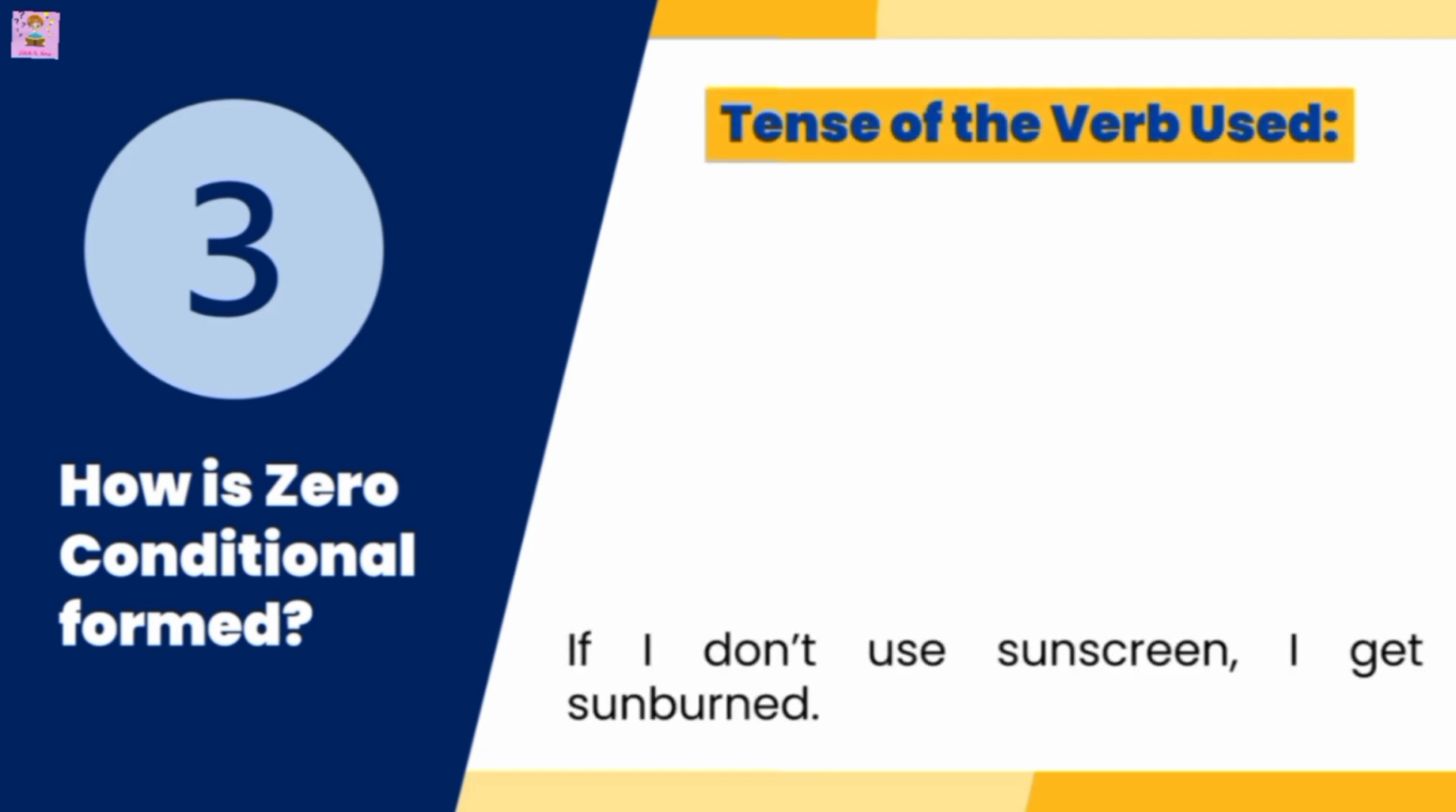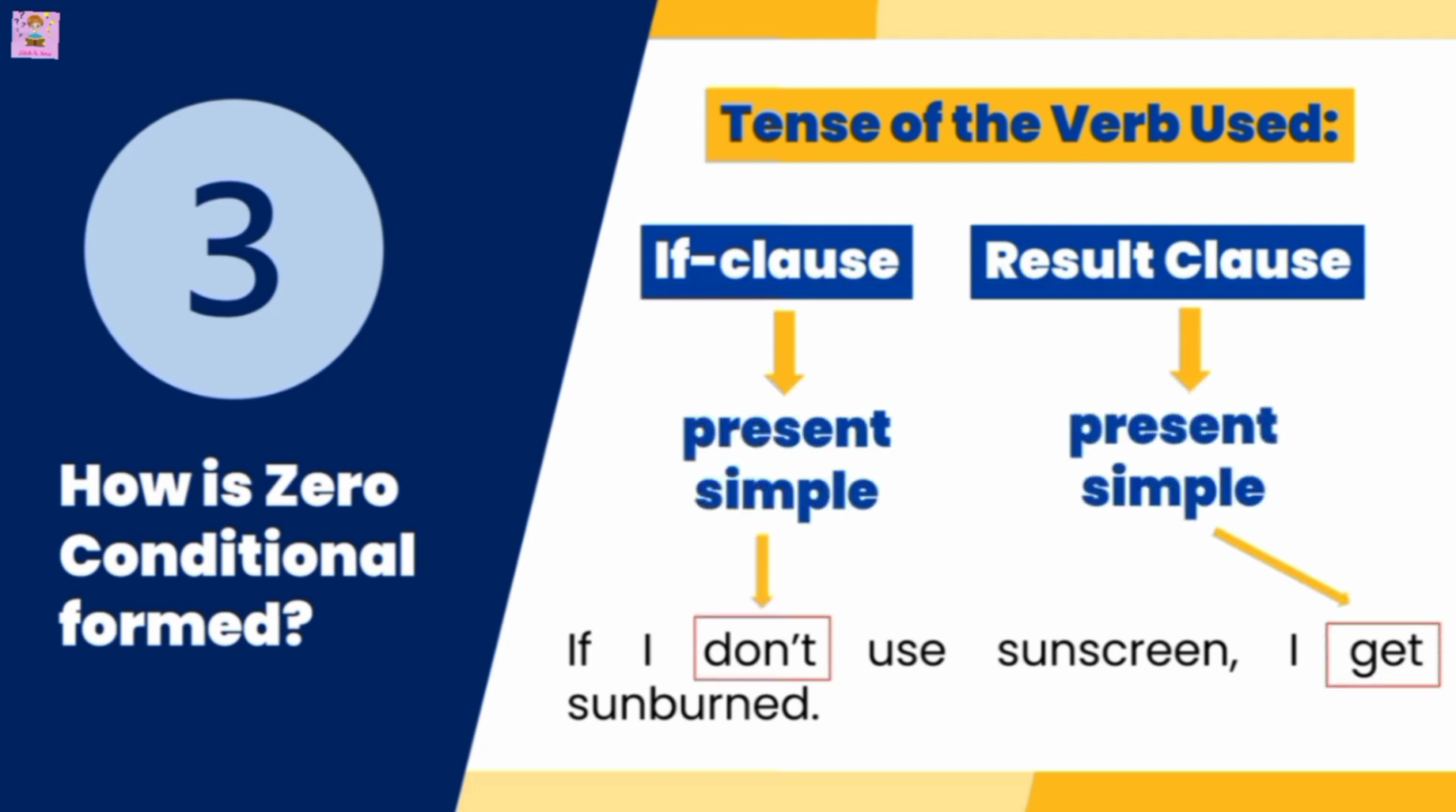Let's look at the verb tenses used in the zero conditional. In the if clause, we use the simple present tense of the verb. In our example, we use don't, which is the same as do not, or other simple present tense forms. Similarly, in the result clause, we also use the simple present tense. Here in this example, the verb is get, and it is in the present simple form. Remember to match the verb with the subject, so we have to use singular form for singular subject and plural form of the verb for plural subjects.